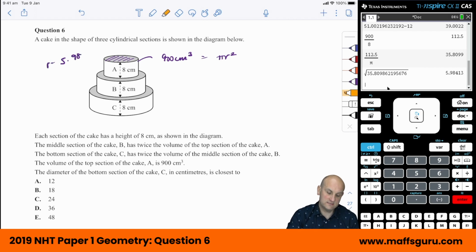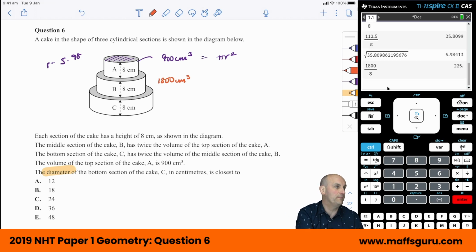Now, the reason I'm doing this is because the question says, what is the diameter of the bottom section of the cake C? All right, so what do we know then? It says the middle section has twice the volume of the top section. So we now know that that's 1,800 centimeters cubed. It has a depth of 8 centimeters again, so I'm just going to follow the same working out. So again, I'm going to do 1,800 divided by 8, which is going to give me the area.